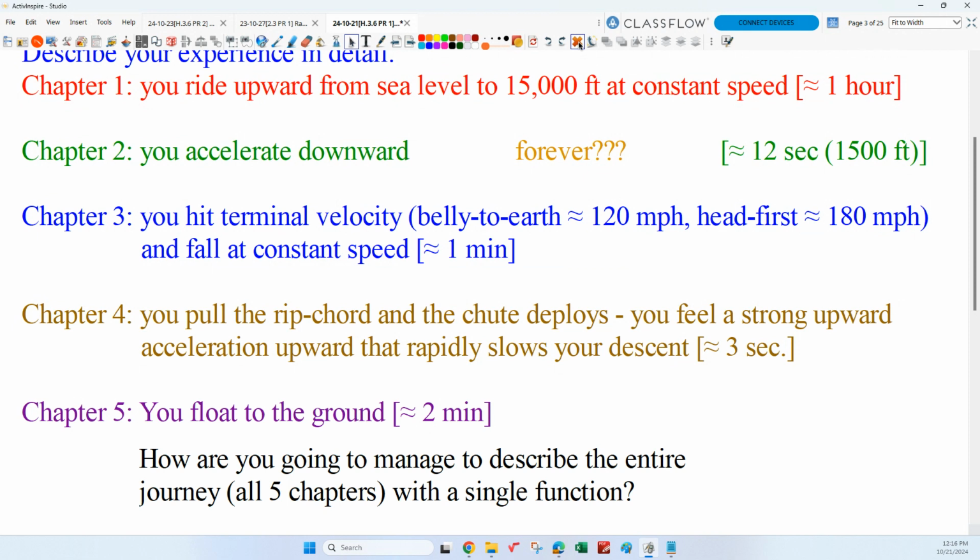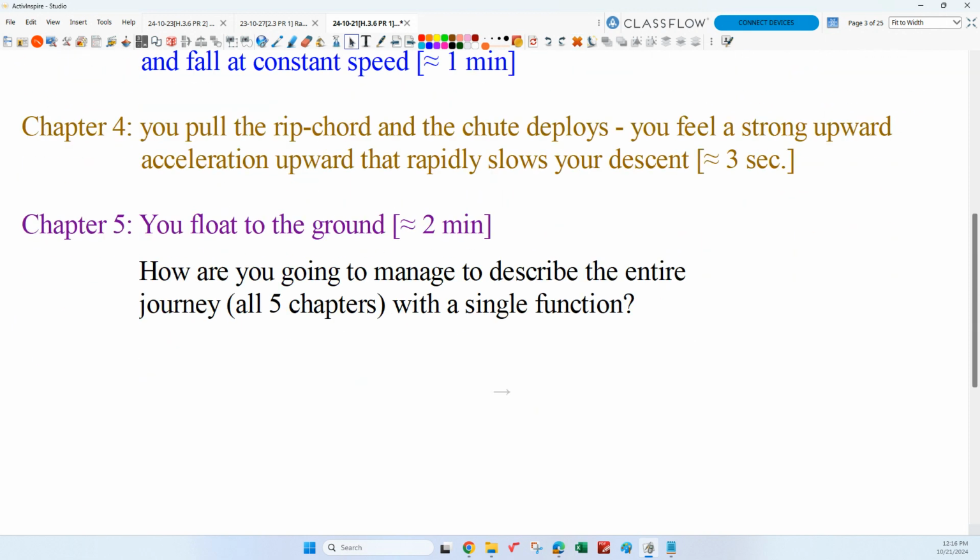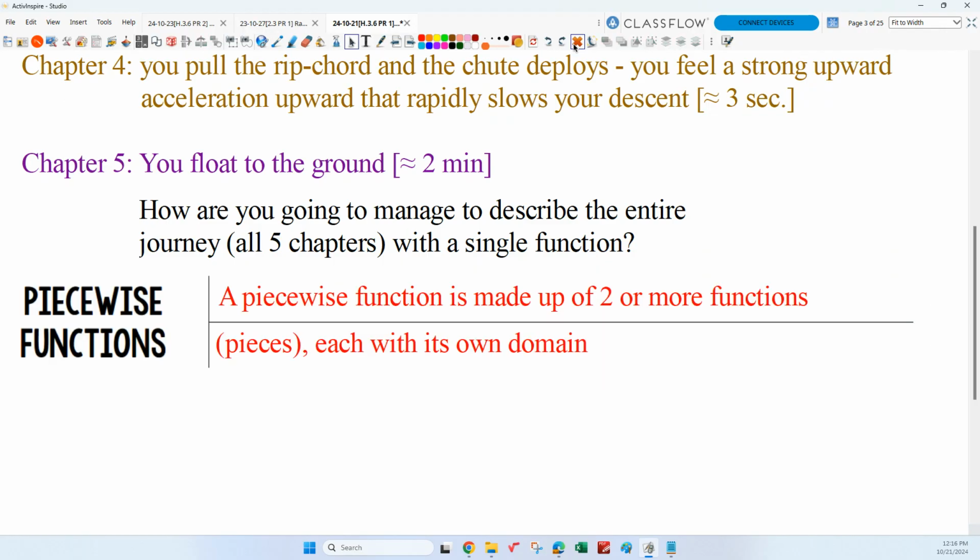It's a different kind of function. It is called a piecewise function. A piecewise function is really just a function that's made up of 2 or more functions, pieces we could call them, each with its own domain.